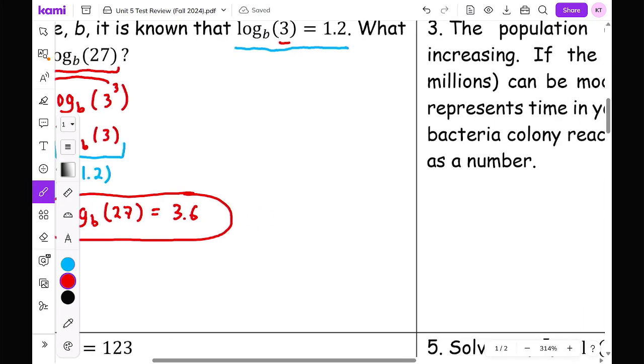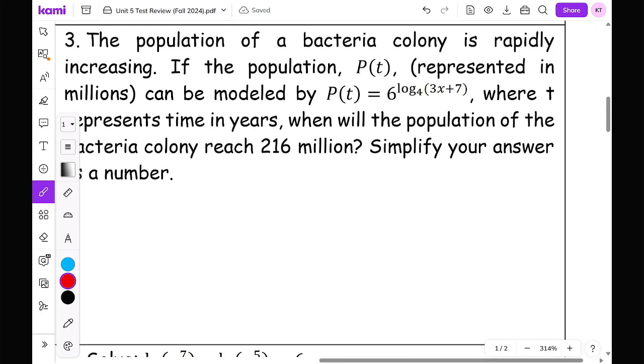All right, moving on now to number 3. It says the population of a bacteria colony is rapidly increasing. If the population P of t, represented in millions, can be modeled by P of t equals 6 to the power of log base 4 of 3x plus 7, where t represents the time in years, when will the population of the bacteria colony reach 216 million? And we also are going to want to go ahead and simplify our answer as a number.